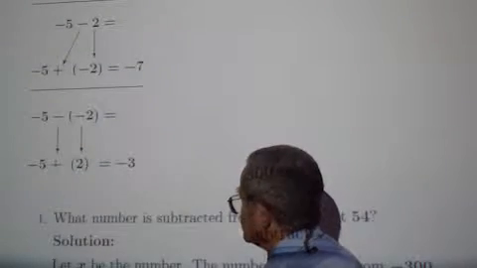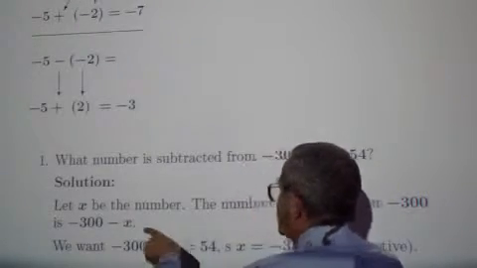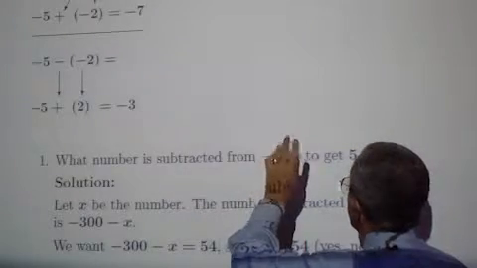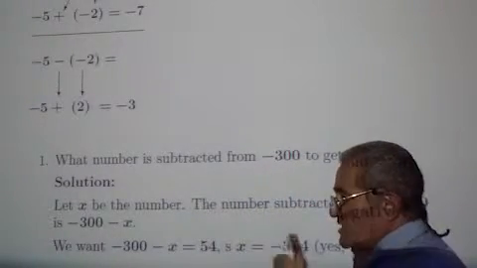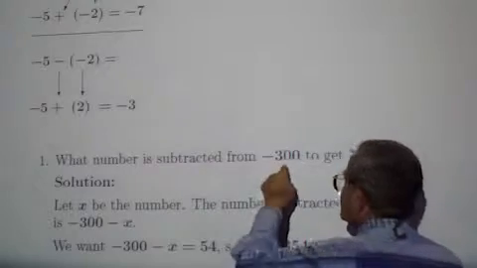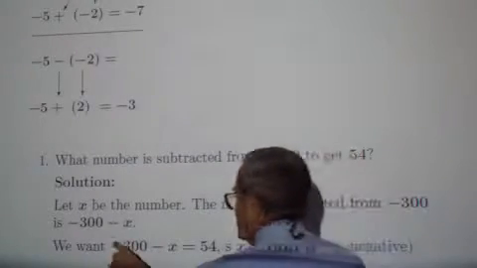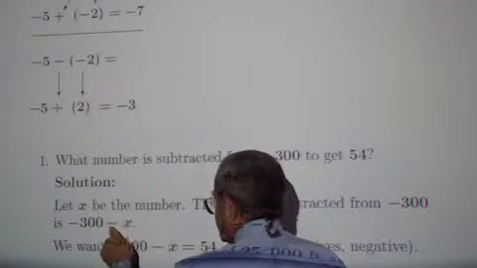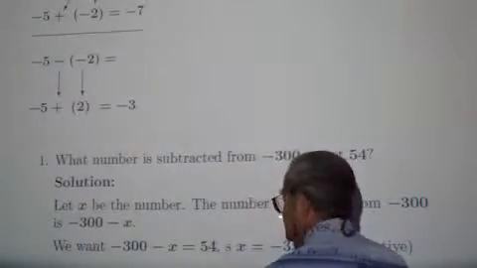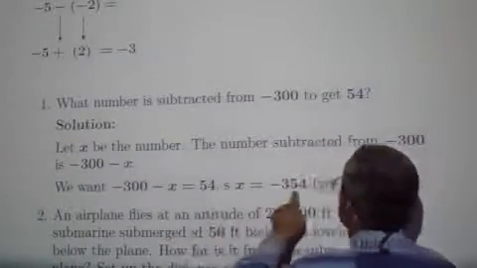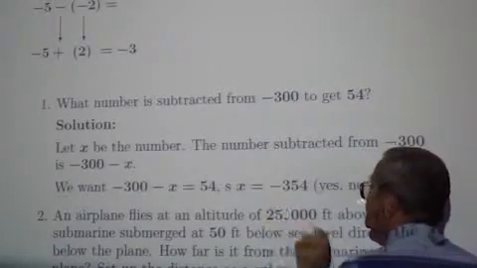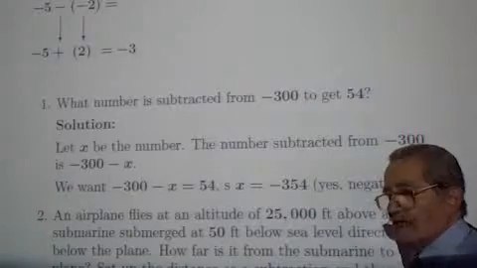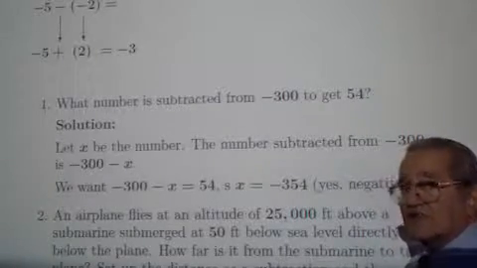Okay. Let x be the number. What number is subtracted from negative 300 to get 54? Be careful. What number is subtracted from negative 300? Let x be that number, subtracted from negative 300, which is 54. So the number itself has to be negative 354. Yes, negative 354. Okay? Did that get you?